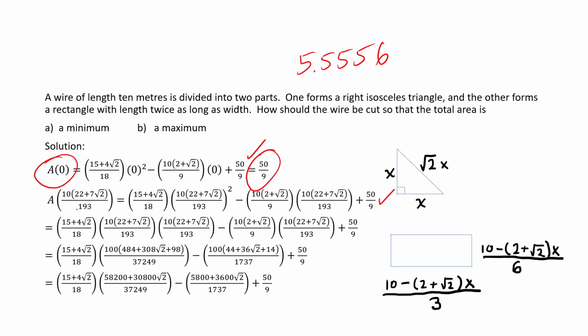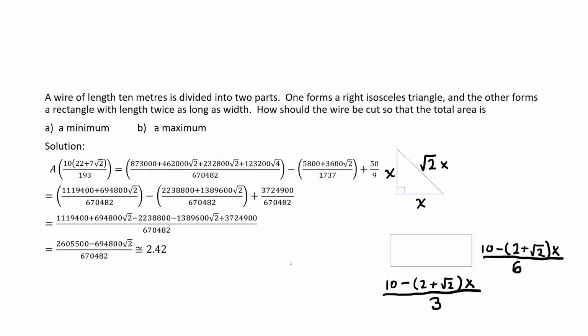What we have is just an opportunity to multiply the 15 times this term and the 4 root 2 as well times the exact same term as the 15. And on the other side, we have an opportunity to multiply across those numerators and multiply the denominators. So doing that ultimately gets us to this quantity here in front, 15 plus 4 root 2 over 18 times 58,200 plus 30,800 root 2 all over 37,249. And we're going to subtract this quantity, and we're still going to add the 50 over 9.